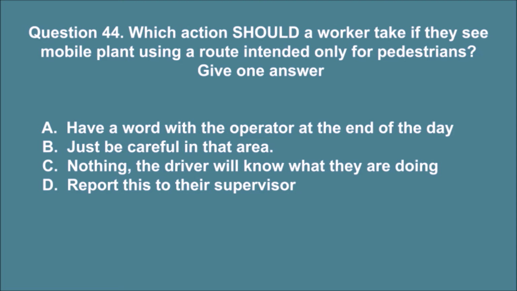Question 44. Which action should a worker take if they see mobile plant using a route intended only for pedestrians? Give one answer. A. Have a word with the operator at the end of the day. B. Just be careful in that area. C. Nothing, the driver will know what they are doing. D. Report this to their supervisor. The correct answer is D.